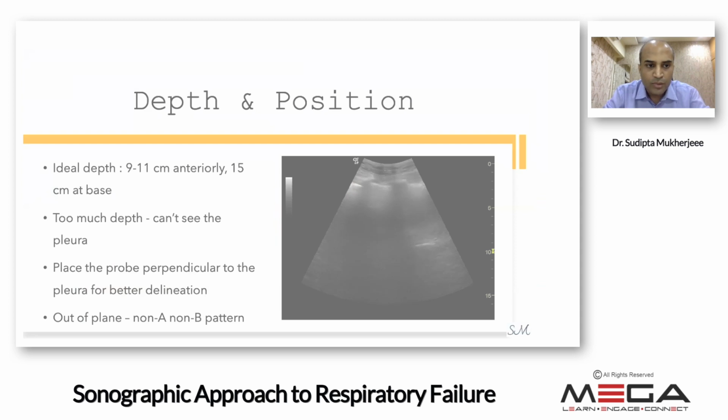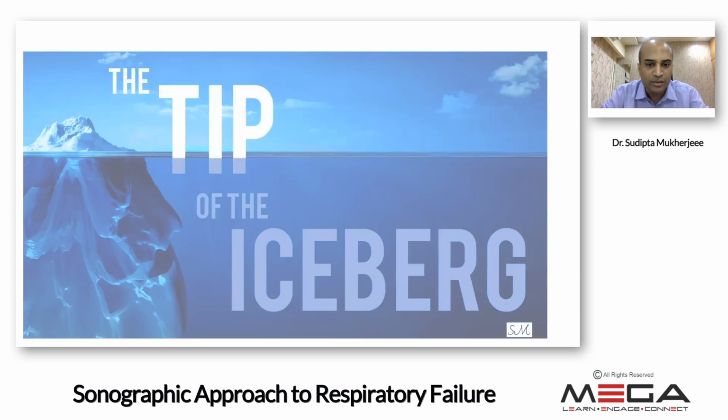While setting the depth, specifically for assessment of the base, ideally it should be 9 to 11 centimeters anteriorly and 15 centimeters at the base in the mid or posterior part. Because if the depth is too much, we cannot see the pleura, like in our picture. The probe needs to be perpendicular to the pleura for better delineation. If it is out of plane, we may get a pattern like in my picture, called a non-A, non-B pattern, and we cannot evaluate anything. So these are the small points we need to keep in mind.